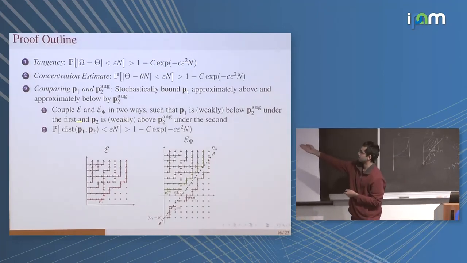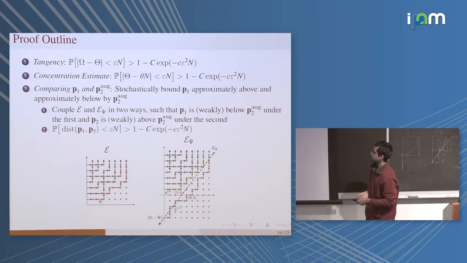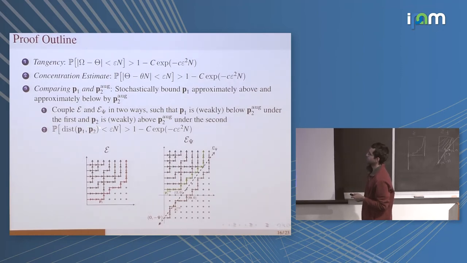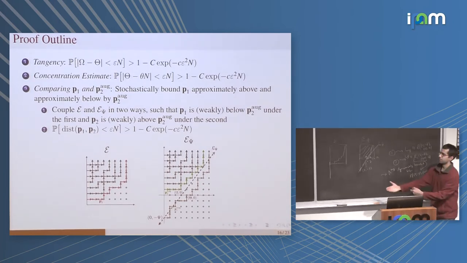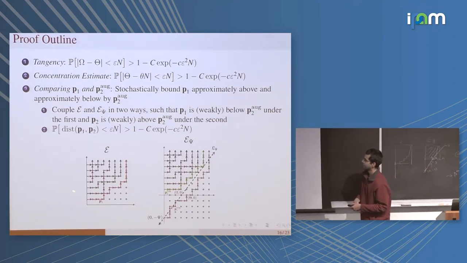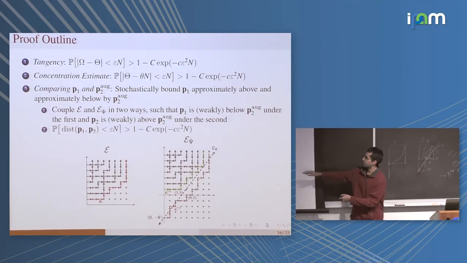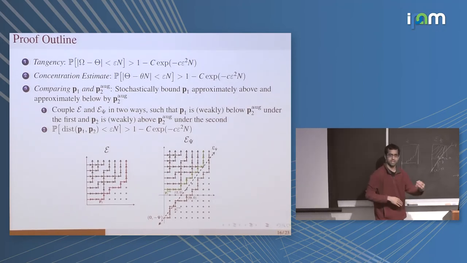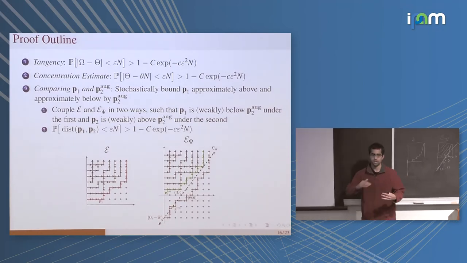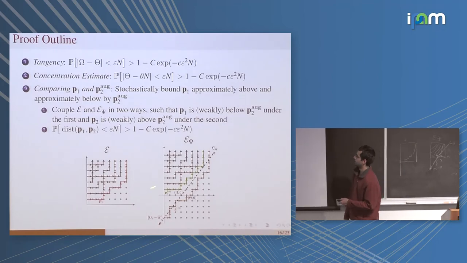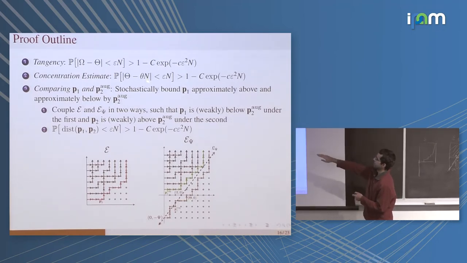Okay, and then by this coupling, I can couple E and E psi in such a way that P2 is weakly above P2 aug. So if I know that this green path is above some deterministic line, then with very high probability, because of this coupling, I know that the second path here is above that deterministic line. And then because P1 and P2 are super close together, that carries over to P1. So what this is basically saying is that I know that P1, this red path, is above the deterministic line connecting theta n and psi.